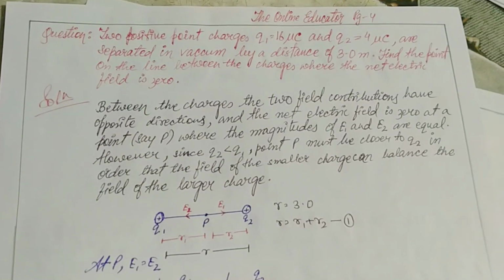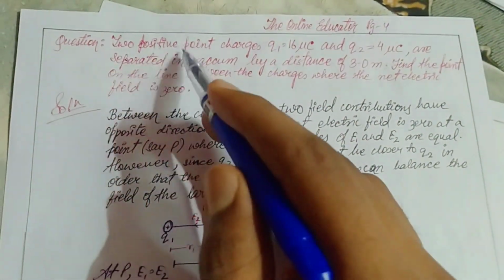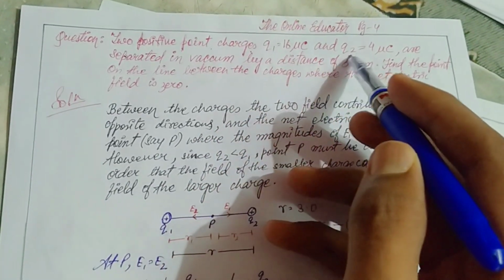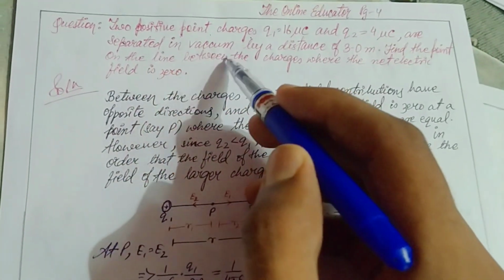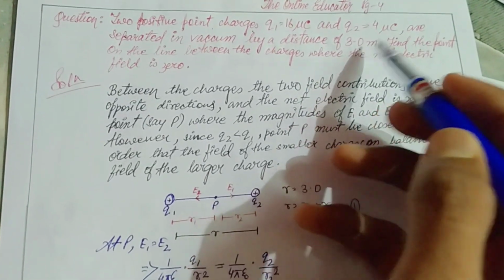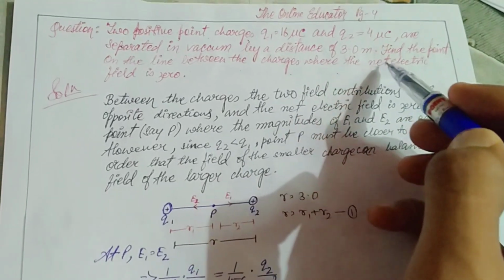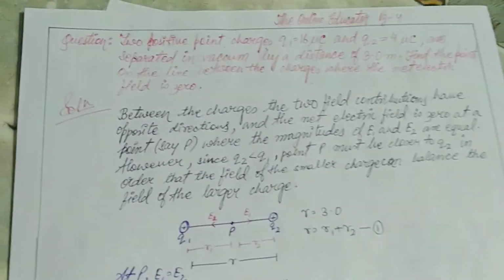Here we have a question: the two positive point charges Q1 is 16 mu c and Q2 is 4 mu c, separated in a vacuum by a distance of 3 meter. Find the point on the line between the charges where the net electric field is 0.